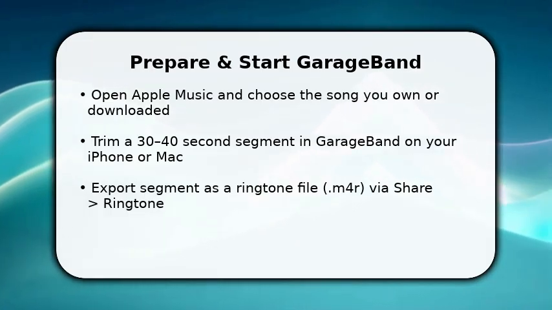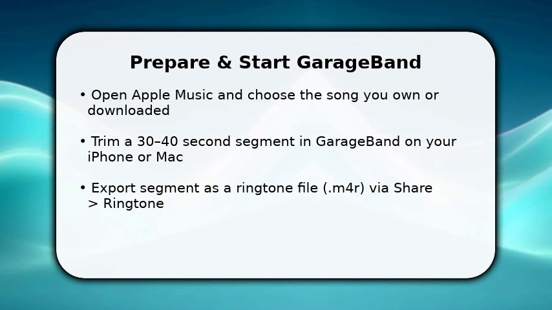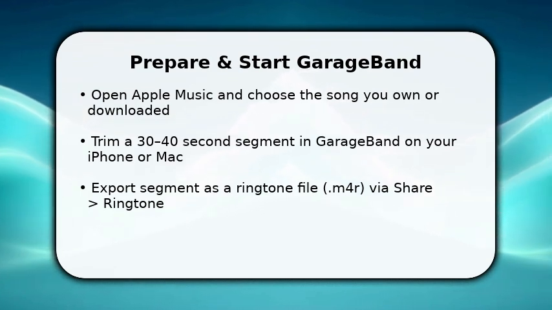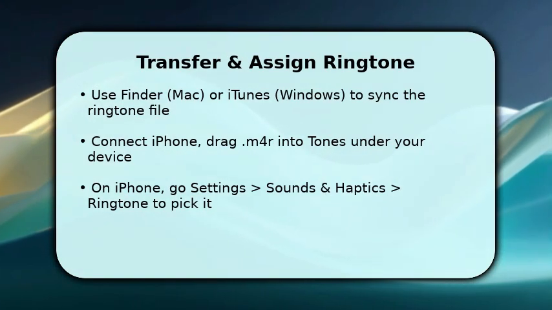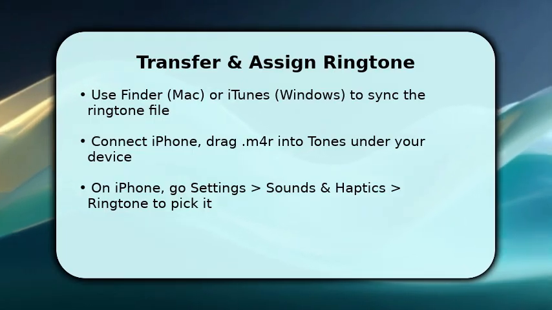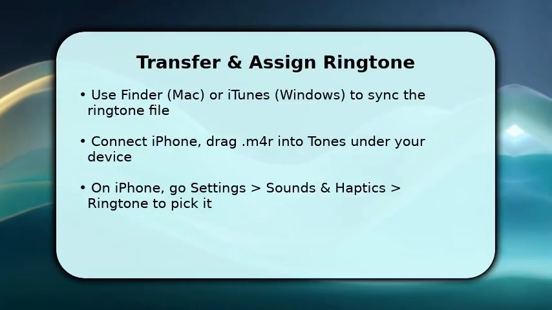Make sure to export directly as a ringtone file rather than a general audio file, so the system recognizes it for the next steps. Now you'll move the exported ringtone onto your iPhone. If you're on a Mac with Finder, connect the phone and open the device. On Windows, use iTunes. Drag the ringtone file into the Tones section for your device and sync.